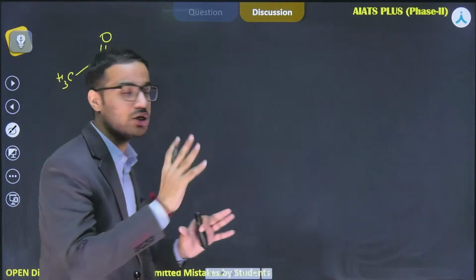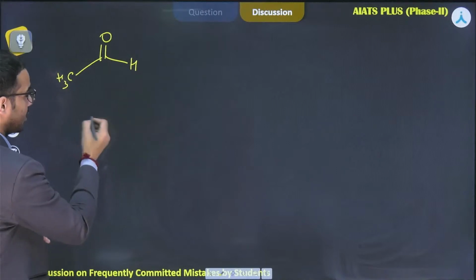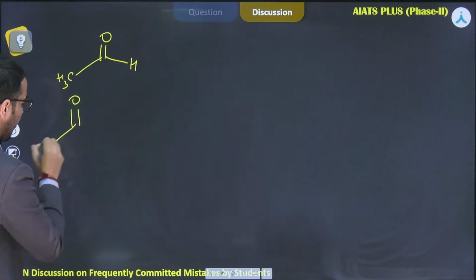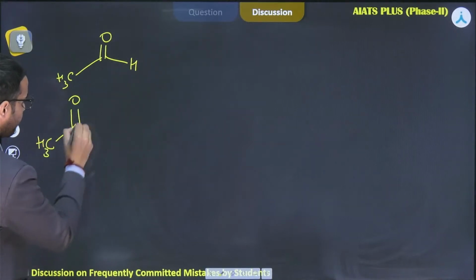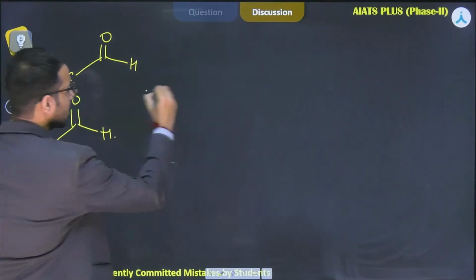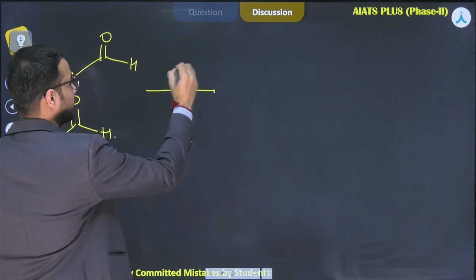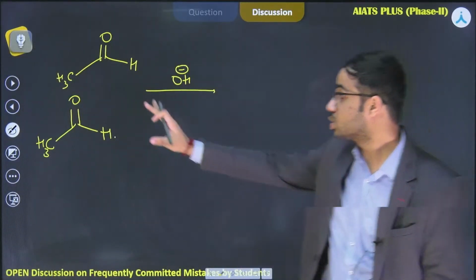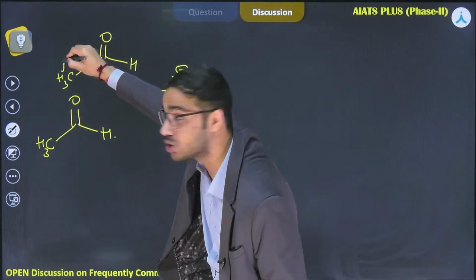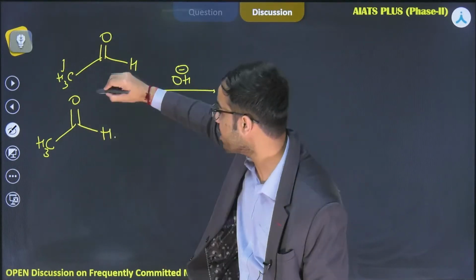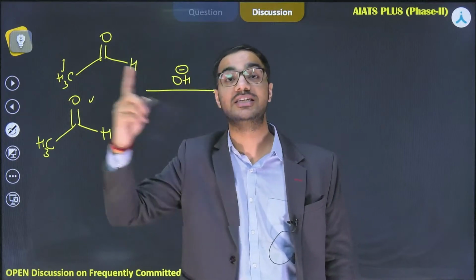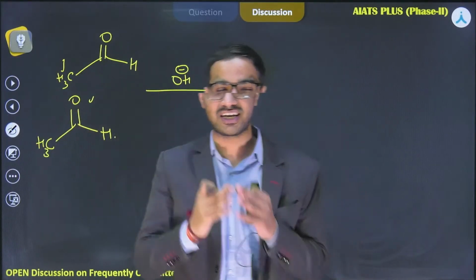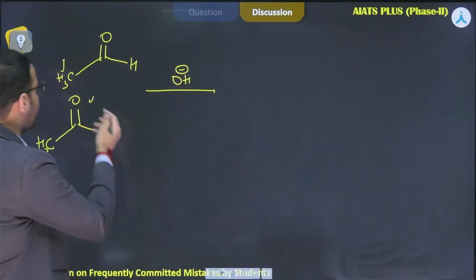Just write the 2 substrates simultaneously in the structure, like this is the position, and you are reacting with base. So these 2 hydrogens will eliminate 1 oxygen, and you will get the desired condensation product. So this is the shortest method, and the product will be formed.